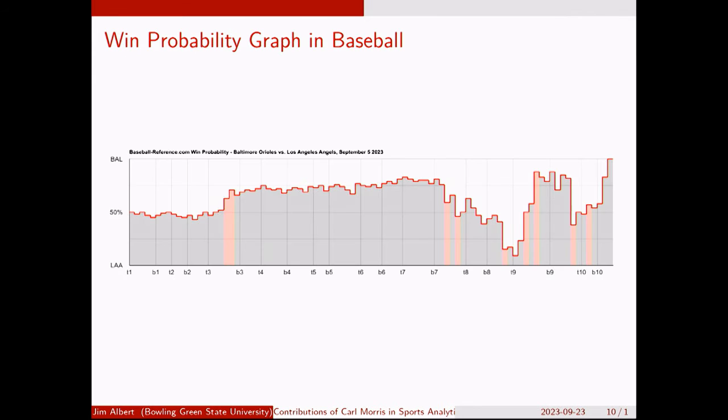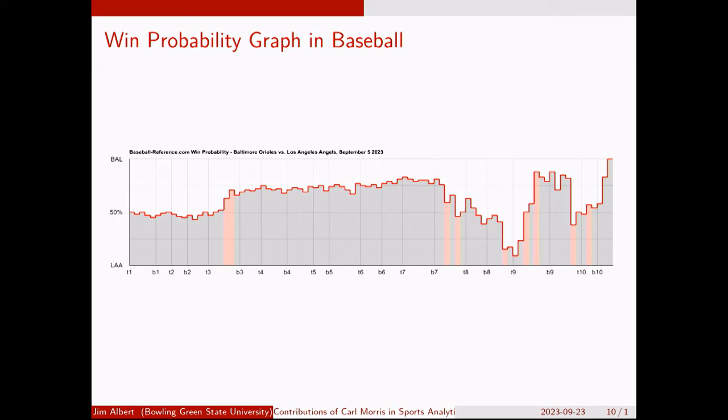So here's a picture from Baseball Reference. This is a game between the Orioles and the Angels, which displays the win probability for the home team as a function of the inning. And what's interesting is that the win probabilities don't change much during the first part of the game, but then they change dramatically toward the end.